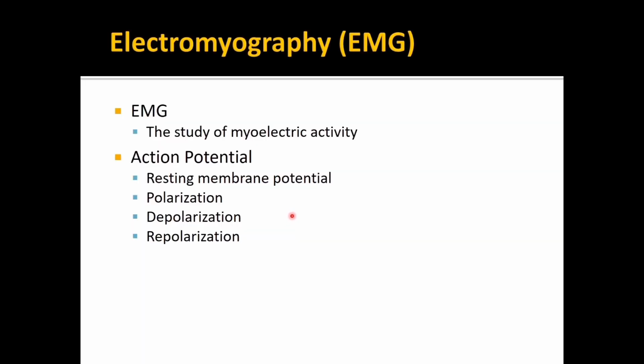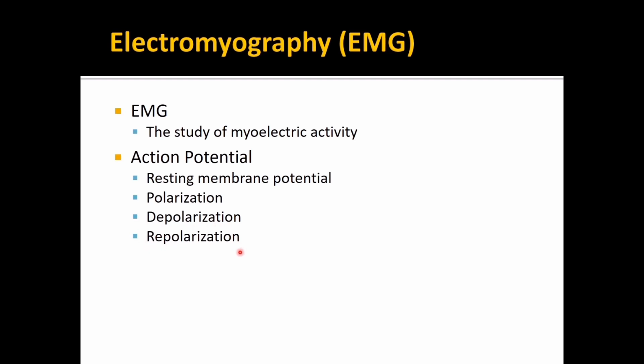Let me define electromyography, or EMG. EMG is defined as the study of myoelectric activity, and what EMG actually measures is action potential. Then there are 4 steps in action potential, which are resting membrane potential and polarization, depolarization, and then repolarization.